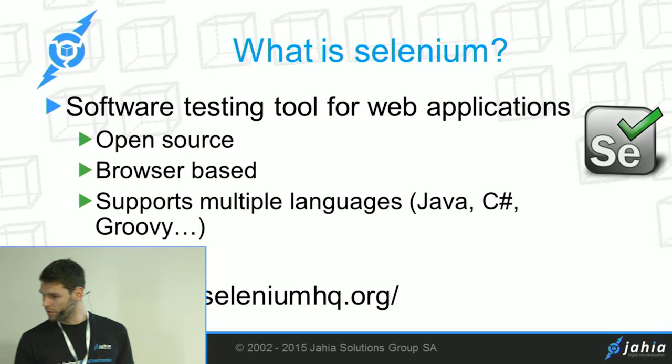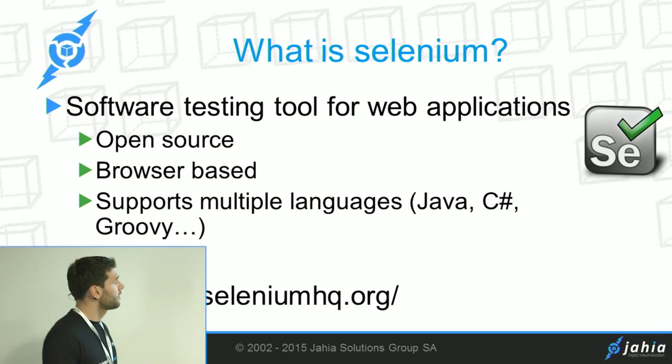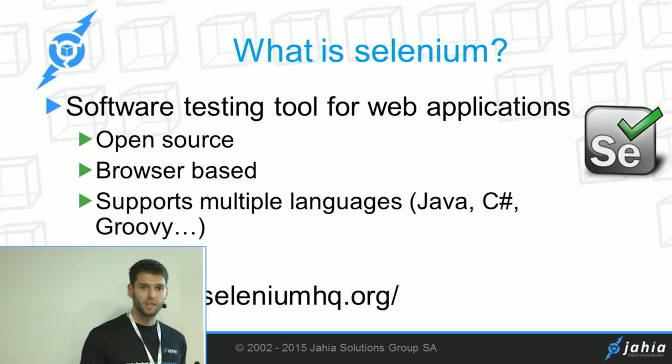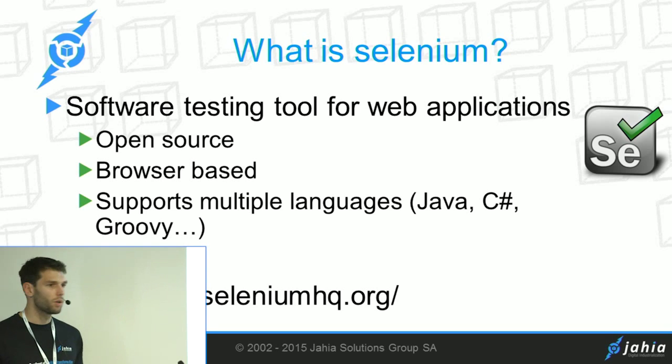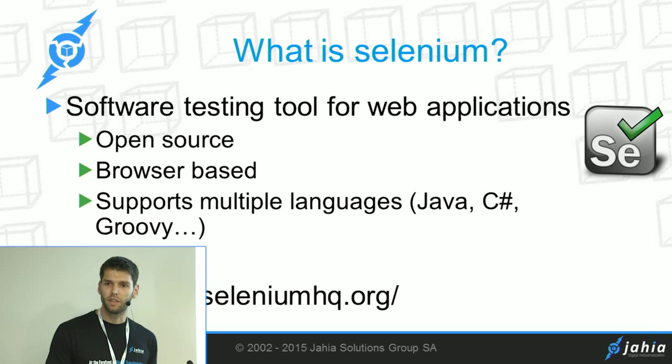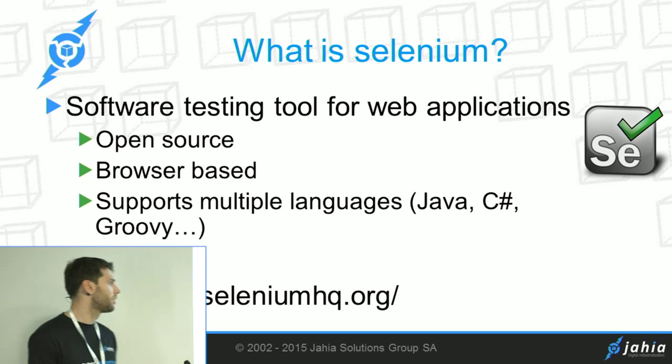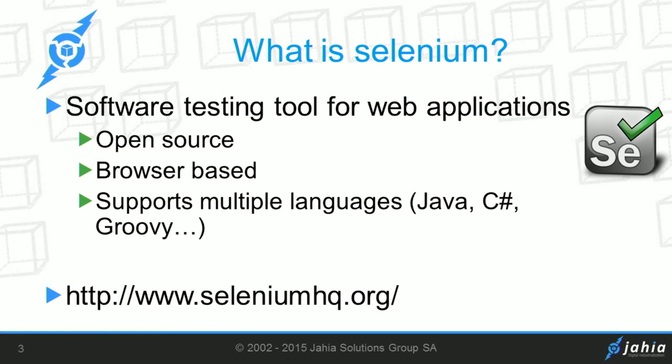So what is Selenium? Selenium is a test automation tool for websites and web applications. Basically, it simulates the interaction of a user with a website. It's open source, and you can write tests in different languages, for example Java, C#, Groovy. If you want more information, you can check out their website.